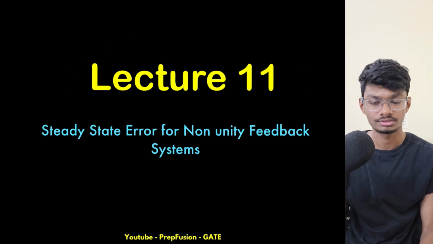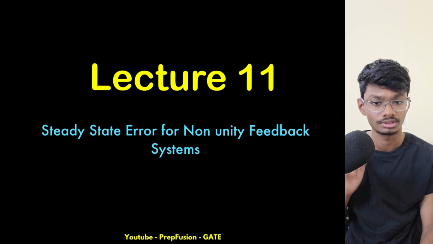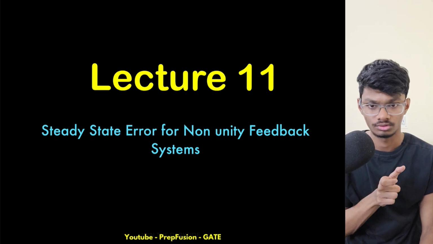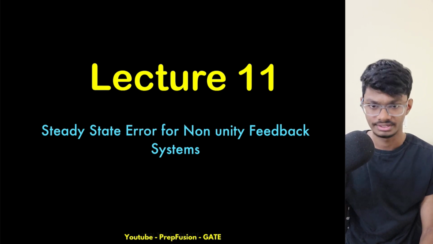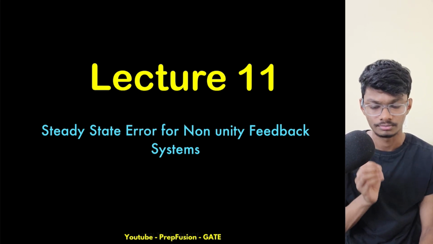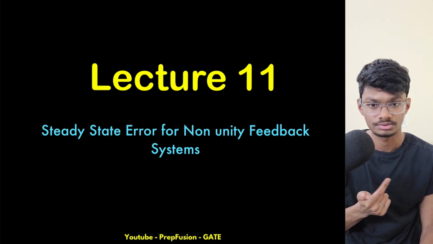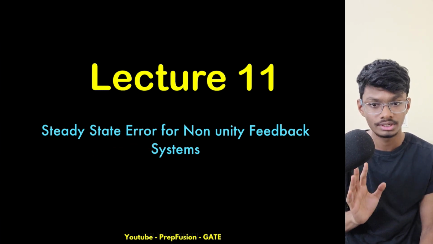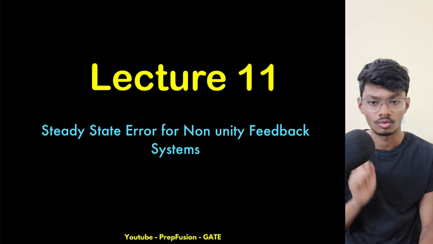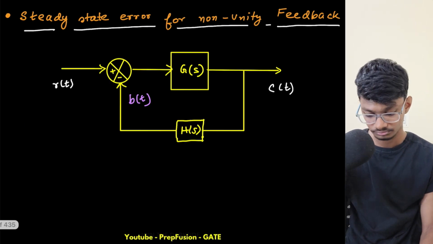So, in the previous lecture, what did we study? We studied the steady state error of unity feedback systems. We derived a formula basically, or we can do it by basis also with the help of block diagram. Here, we'll study the steady state error for non unity feedback systems. We'll understand the actual meaning of steady state error in non unity feedback systems.